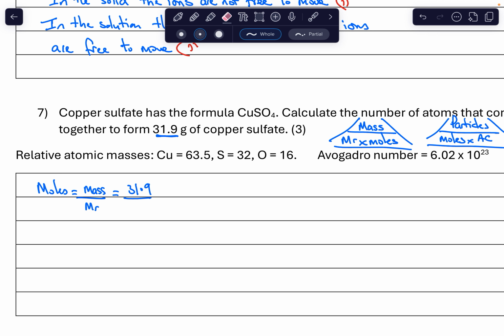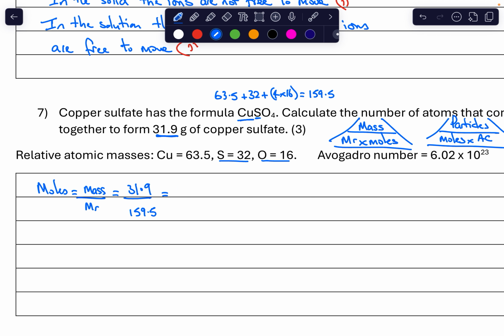So in my formula, we have got 63.5. So I've got 63.5 plus, I've got sulfur whose mass is 32. So plus 32 plus oxygen is 16, but I've got 4 of them. So I've got 4 times 16. Okay, I'm just going to plug that into my calculator. So I've got 63.5 plus 32 plus 4 times 16, and that's giving me an answer of 159.5.